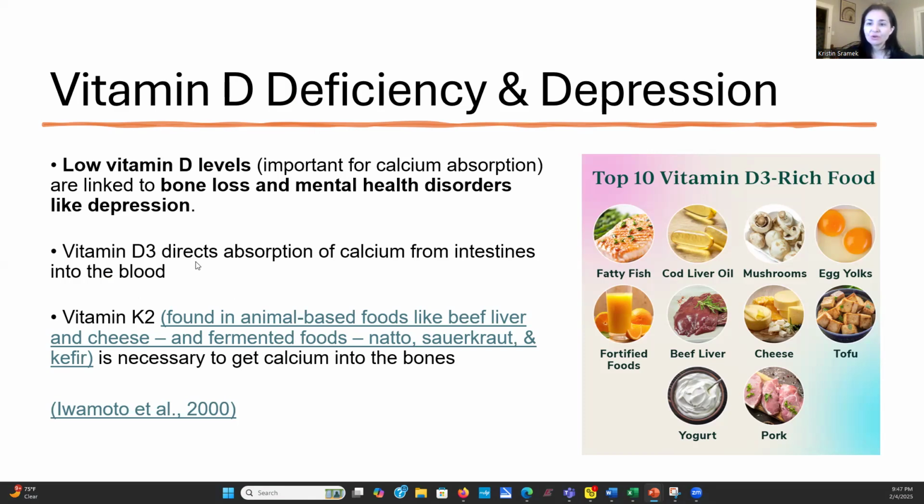So D3 and K2 are necessary for both steps, from the intestines and then from the blood to the bones. And then we can see some places where we can get these nutrients. So vitamin D3 rich food. We have fatty fish, cod liver oil, which is another fatty fish, but it's the oil from it. Eggs, and beef liver and pork. So those are all kind of animal-based products, as well as cheese and yogurt.